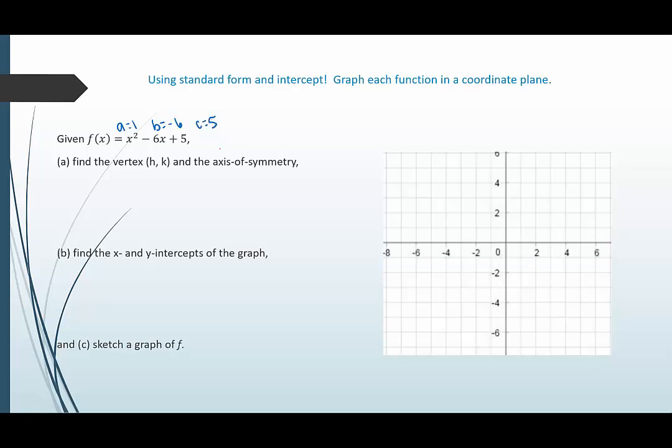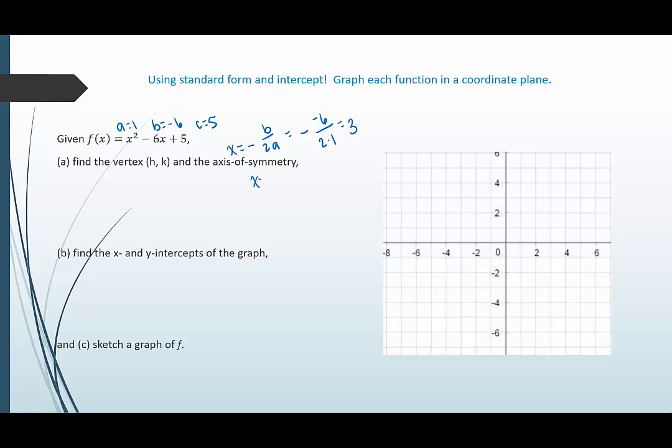To find the vertex, to find what I'm calling h, we say x equals negative b over 2 times a. In this case, we have that negative, that's part of the formula. B is negative 6, and then we have 2, part of the formula, times a is 1. We have two negatives, this one and this one, so that is ultimately going to become positive. In the denominator, 2 times 1 is 2. 6 divided by 2 is 3.